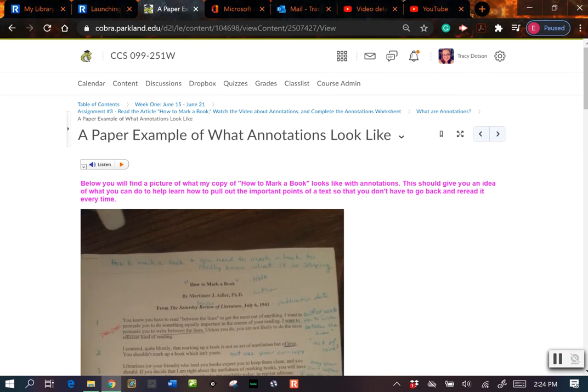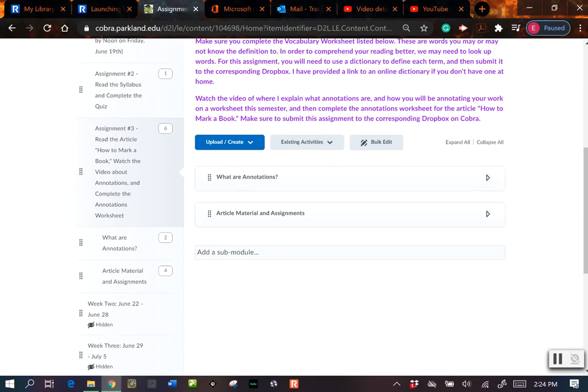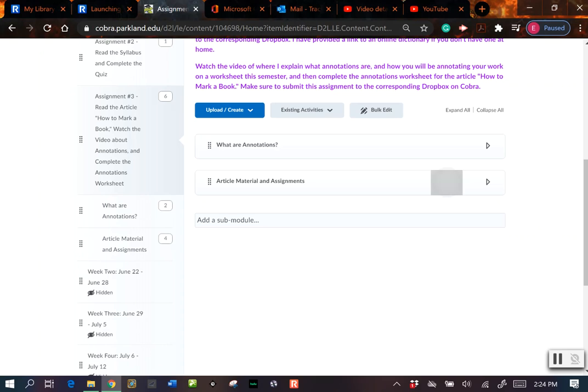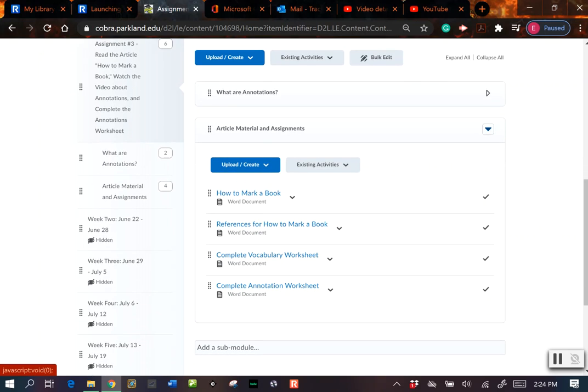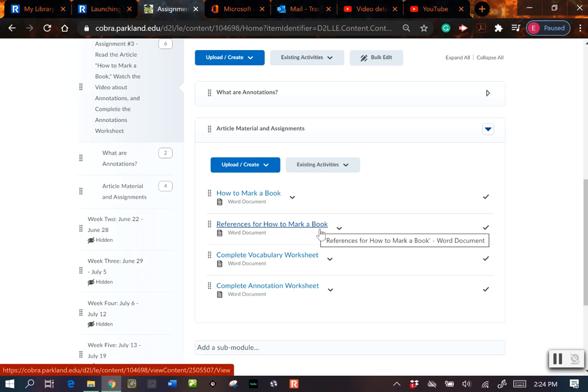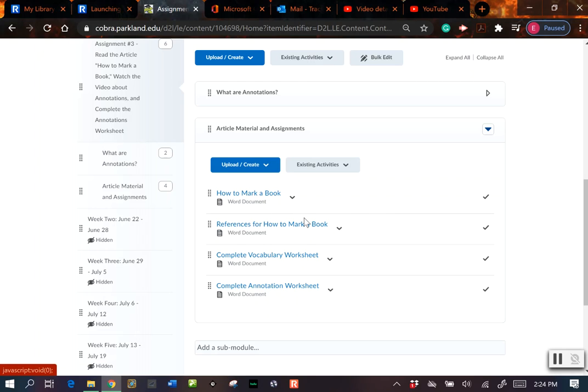Okay, so that's just a general explanation of what annotations are and what we do. And now what you need to do is go into the next folder. This is the article that you'll need, so this is the copy of the article. It's an older article, so you might not know all the words in it, the references. So I have created a reference sheet here for you, so you can use this to help you understand some of the things in the article.